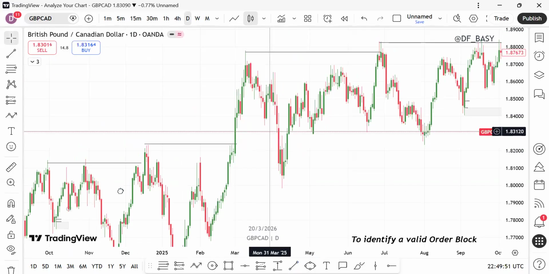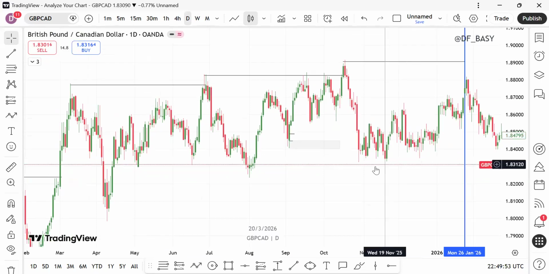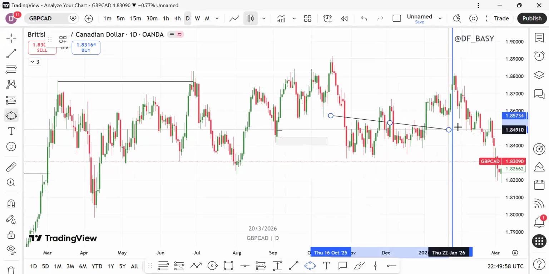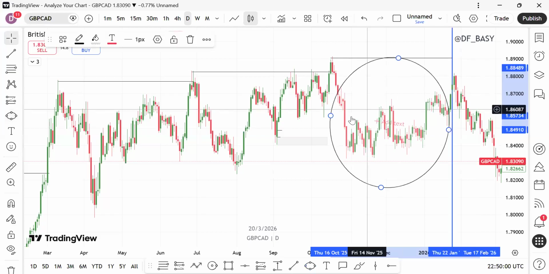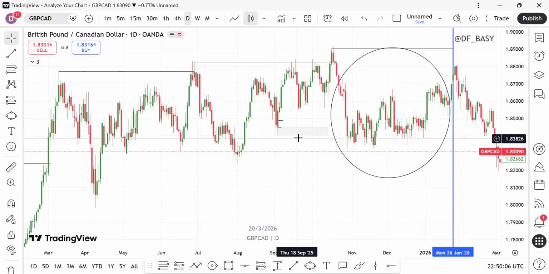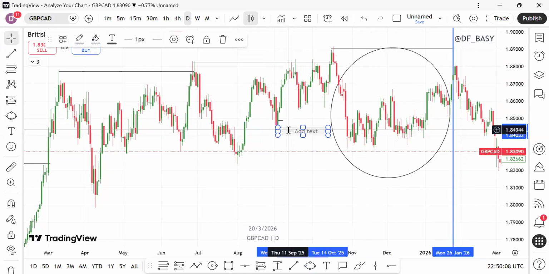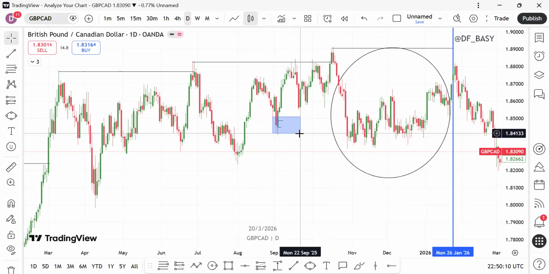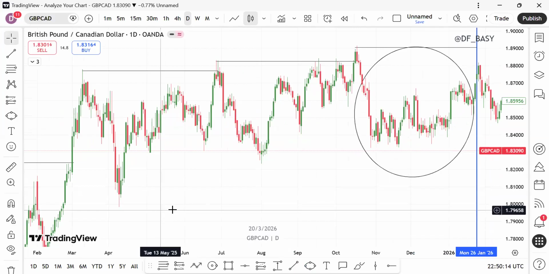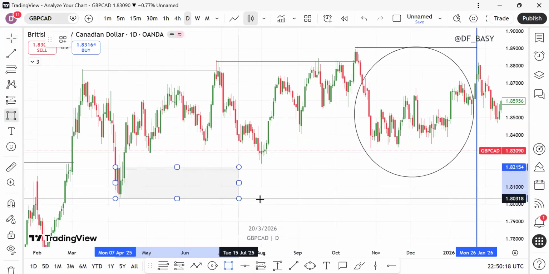Right. So now on the daily time frame, let's say we are working with the price around here, trying to find trades and mark out good order blocks. So over here on the chart, I can see good blocks. I have one on the daily time frame. This is a good block.